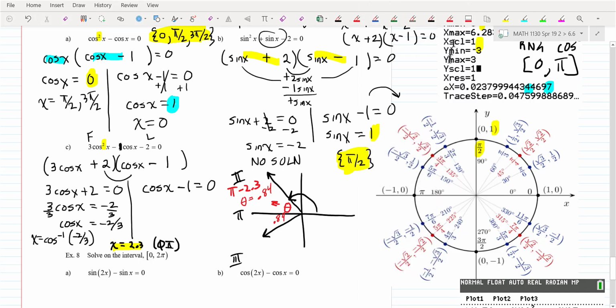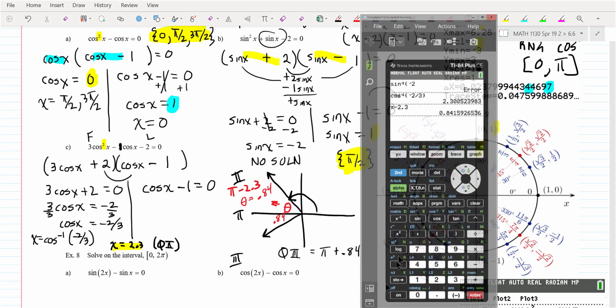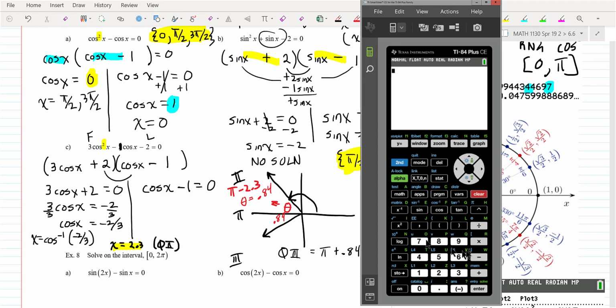That's the hardest part of the problem to me. So what you got to do is, for your quadrant 3 answer, you do pi plus 0.84, and then that'll give you a second answer to the problem, okay? And this goes like this. I'll just use my pi key, and then plus 0.84.